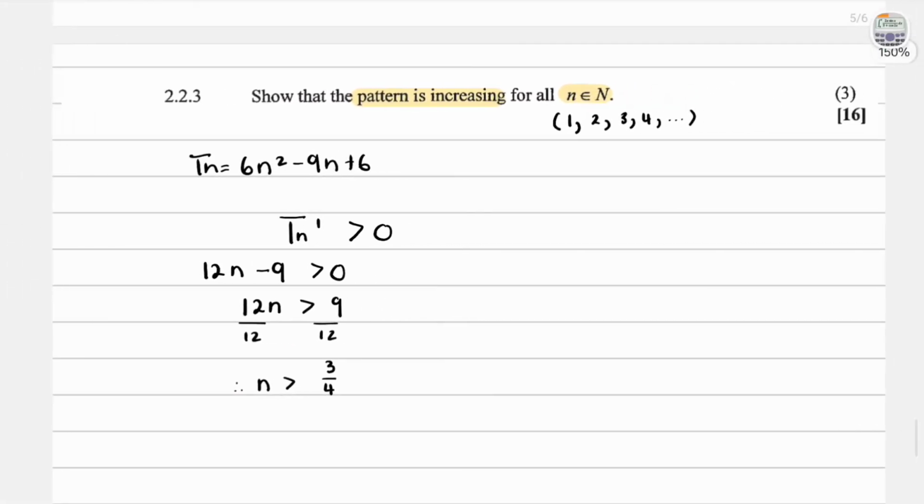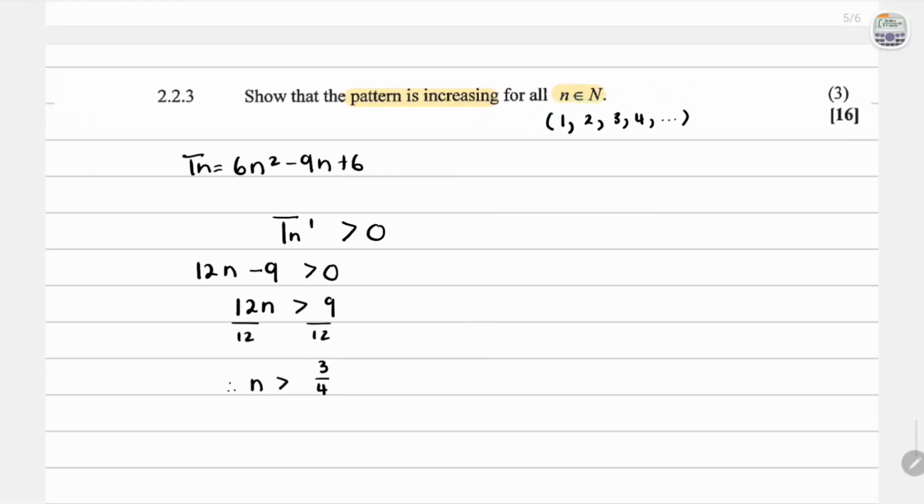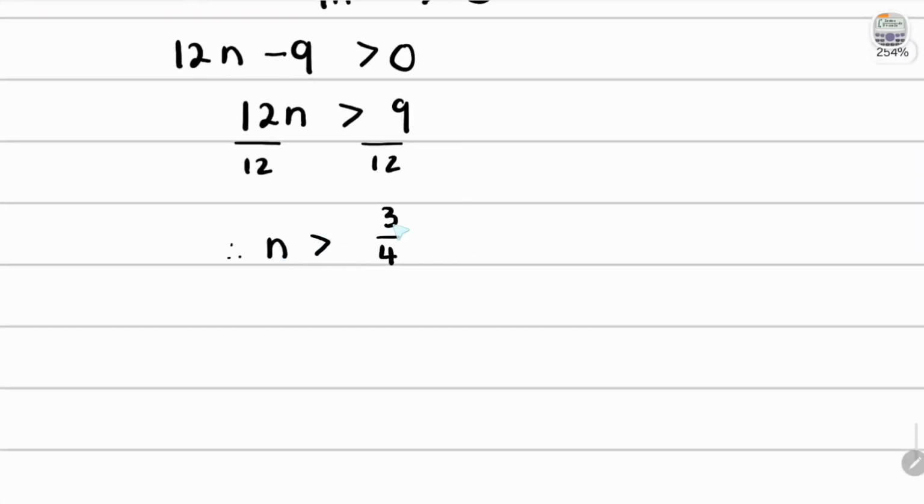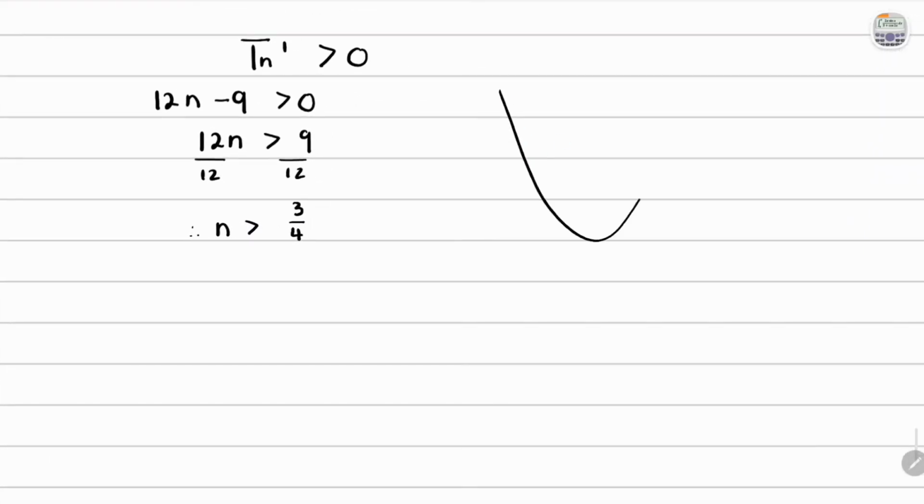They say prove that the pattern is increasing for all values of n that are natural numbers. It's increasing when n is greater than 3 over 4. So it means you have your parabola, and we know that n will actually never be equal to 3 over 4 if it is a pattern, because patterns don't move in fractional numbers. They move in numbers like 1, 2, 3, 4. So all this means is we have the turning point at 3 over 4, and then it increases from then onwards. And we know that n cannot be fractional numbers.